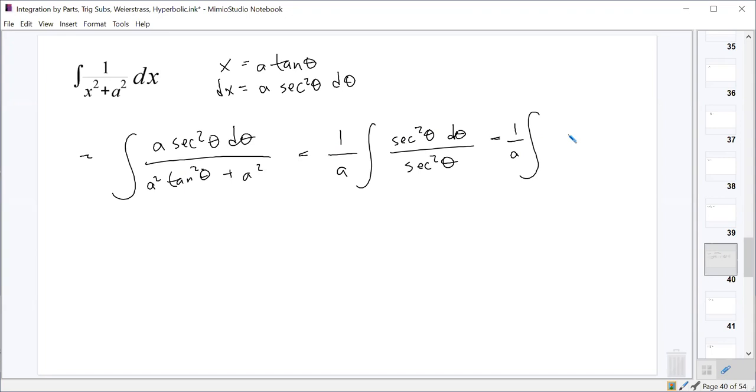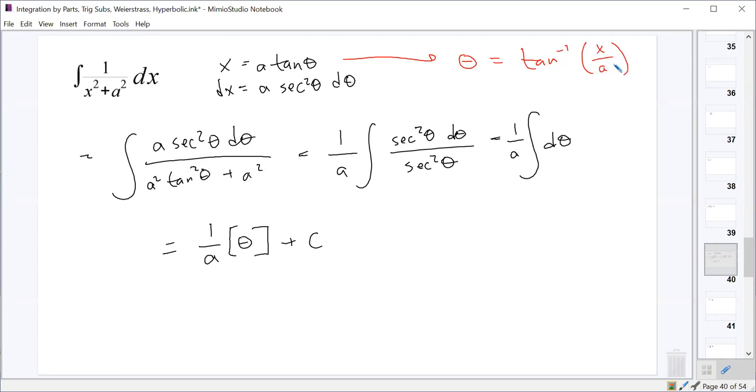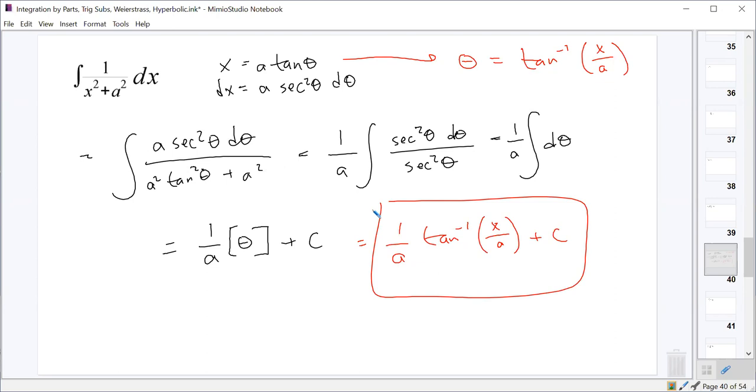Hopefully. And then we'll cancel off the secant squareds and just have an integral of d theta, or 1 d theta. And what's the integral of d theta? It ought to just be theta, right? So we have 1 over a times theta plus our constant. And what is theta equal to? Divide by the a and then take the inverse tangent, right? The inverse tangent of x over a. So anytime you have 1 over x squared plus a squared, it ought to be integrated as 1 over a inverse tangent of x over a plus a constant. And you'll want to memorize that because that's going to pop up often enough that we'll want to use it, especially when we're doing these partial fraction decomposition ones. Everybody good with that?